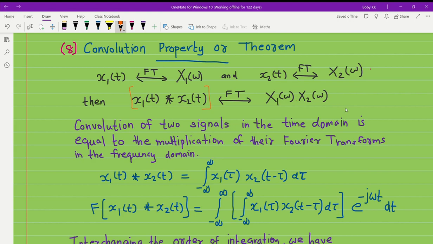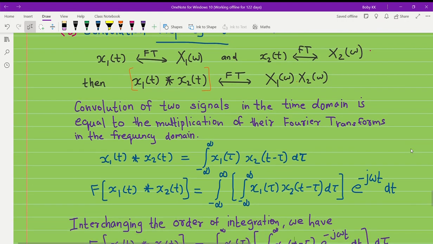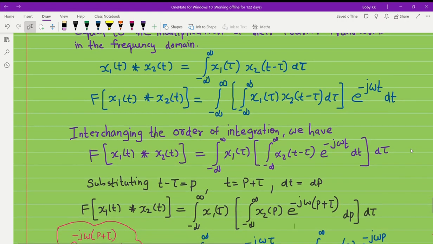Let us consider the proof of this property. We all know that x1 of t convolution x2 of t is equal to the integral of x1 of tau x2 of t minus tau d tau. Now we can take the Fourier transforms on both sides. On the left hand side, the Fourier transform of x1 of t convolution x2 of t. On the right hand side, we are applying the equation integral from minus infinity to infinity of x of t e raised to minus j omega t. Here our x of t is the entire right hand side.